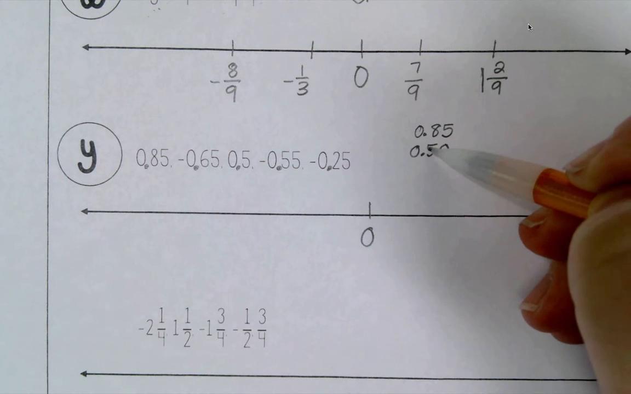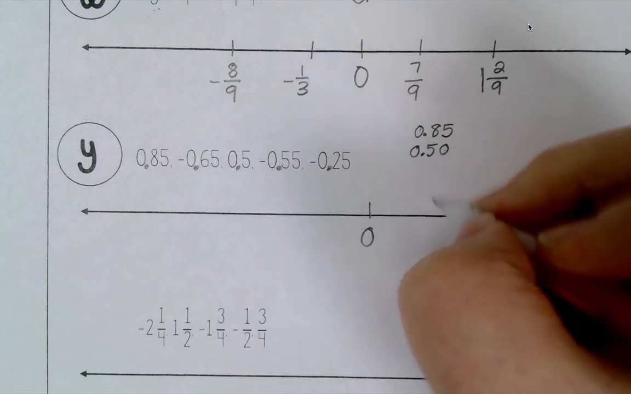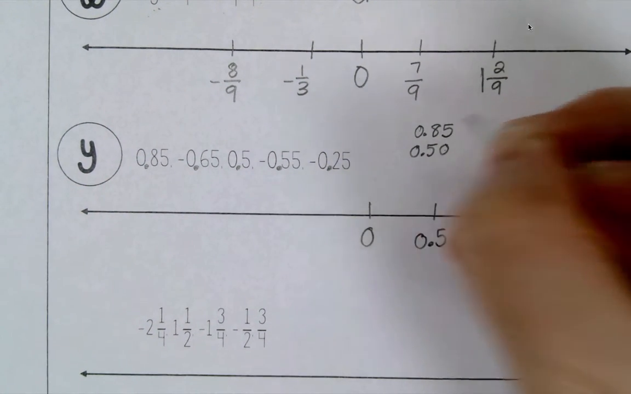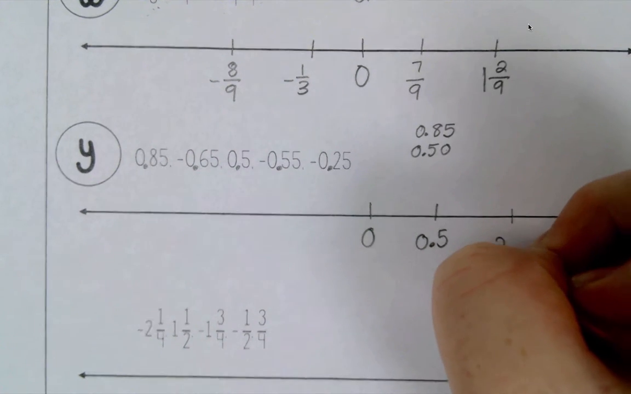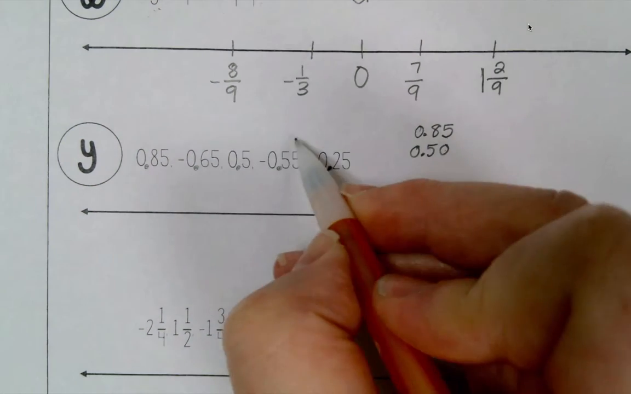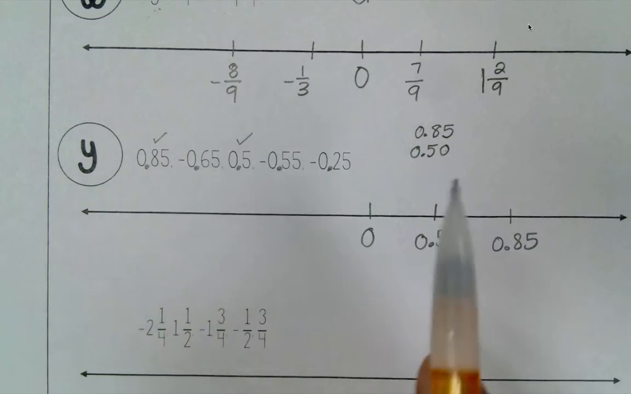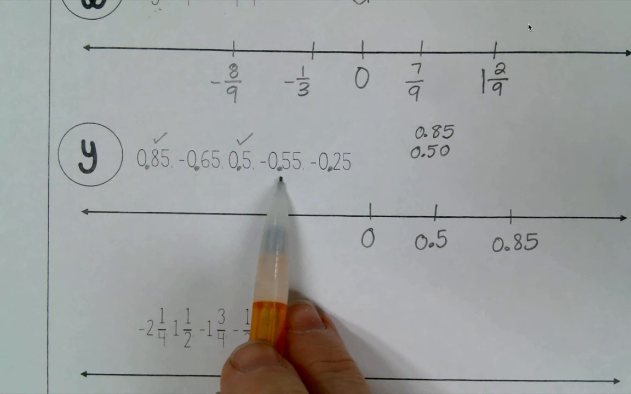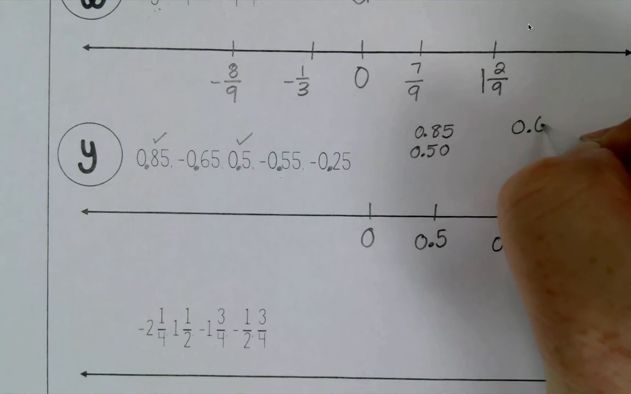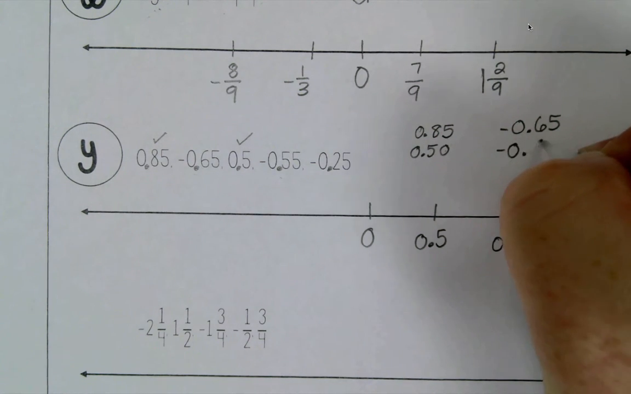So 5/10, because that's my original form, is closer to 0. And then 85/100 comes after that. Now, I'm going to put a check by those because we've used them. And I have negative 65/100, negative 55/100, and negative 25/100. So I'm going to write these all down.